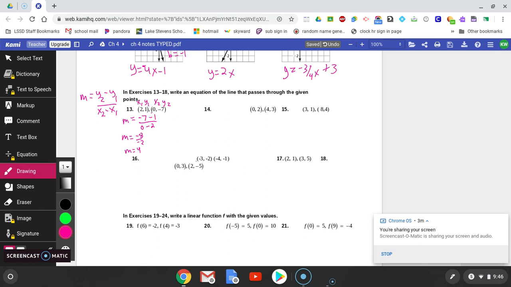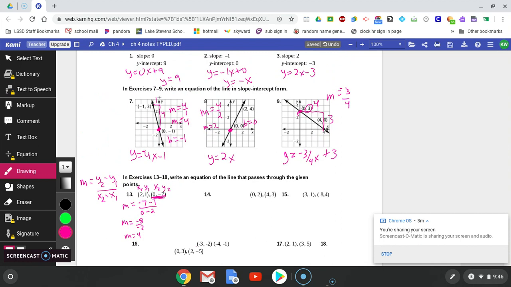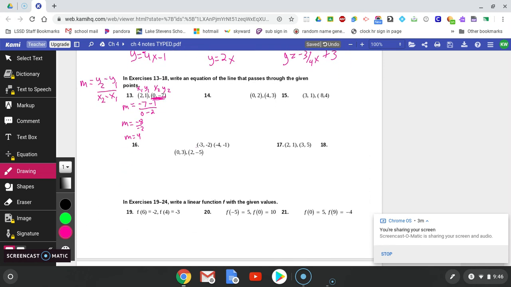So m is equal to 4, and then I need to find my y-intercept. Well, guess what? They gave me the y-intercept right here. Anytime I have a coordinate point 0, comma something, that something is my y-intercept. And the reason is because if you think about where your y-intercept is, it's where it crosses your y-axis. Your x value was always 0 at that point. So that means my equation is y is equal to 4x minus 7. All right, go ahead and try number 14.